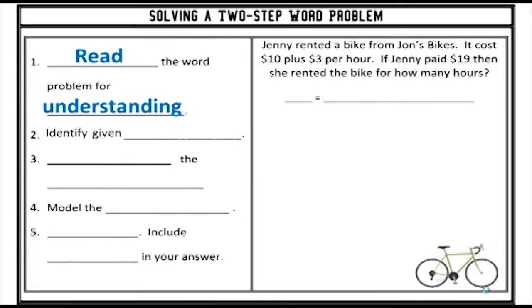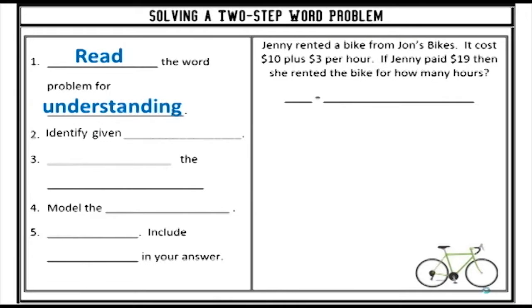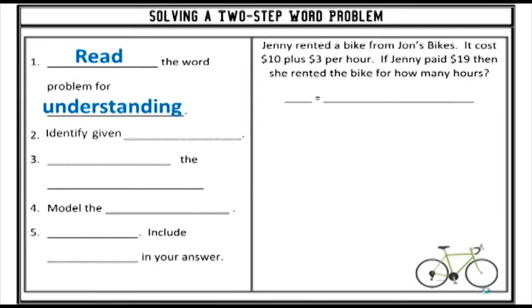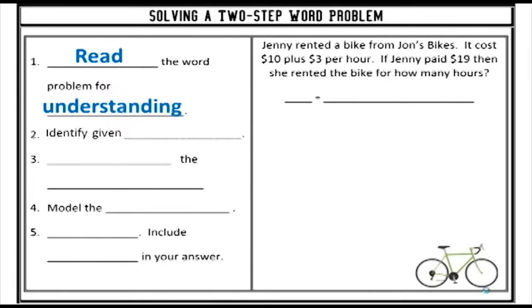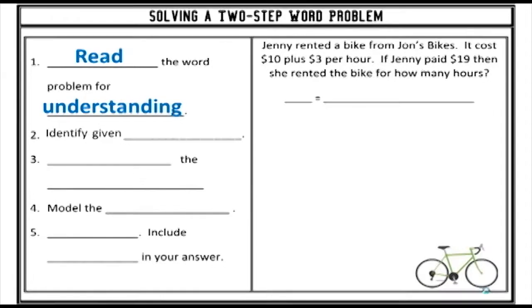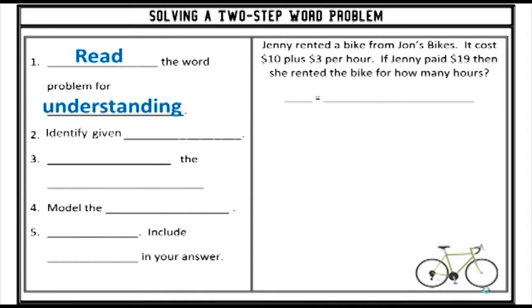Jenny rented a bike from John's Bikes. It cost $10 plus $3 per hour. If Jenny paid $19, then she rented the bike for how many hours? You can do a couple things here. Take a couple of tips from English class. You can kind of annotate mentally, annotate all over the word problem, write things in, write thoughts in, or you can try to summarize it, retell the story.